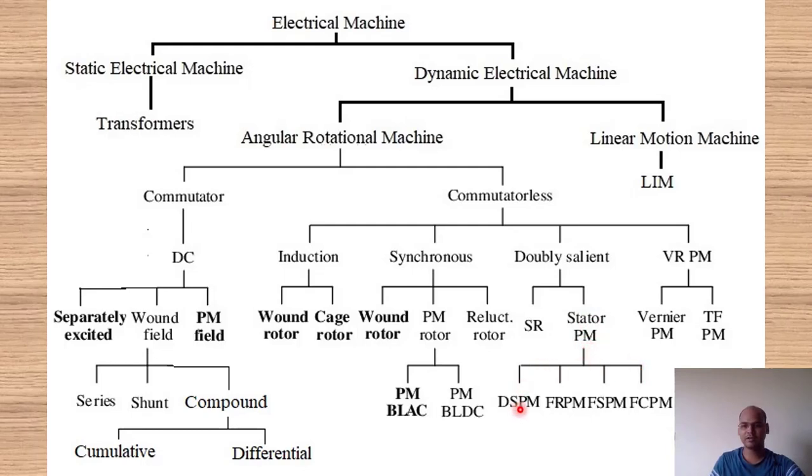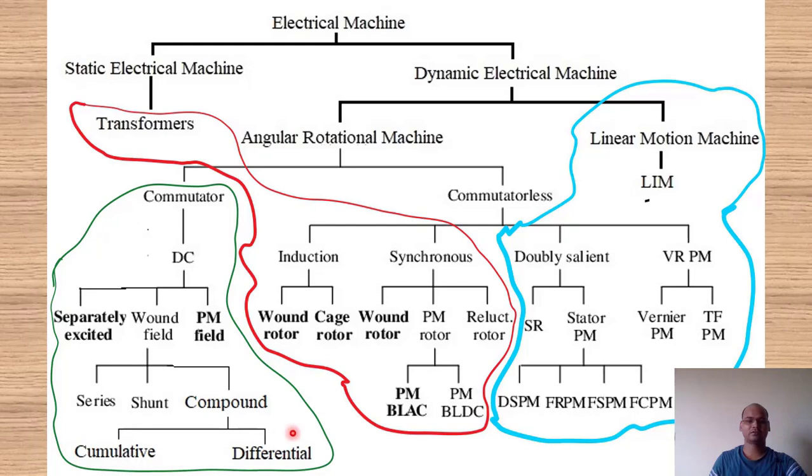First one is doubly salient permanent magnet, second one is flux reversal permanent magnet doubly salient stator motor, third one is flux switching permanent magnet doubly salient stator machine, and last one is flux concentrating type permanent magnet doubly salient machine. And last one is variable reluctance permanent magnet machine. They are further classified in two categories: Vernier permanent magnet and TF permanent magnet machine.